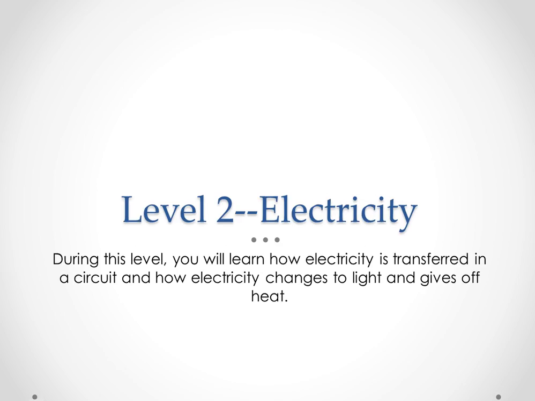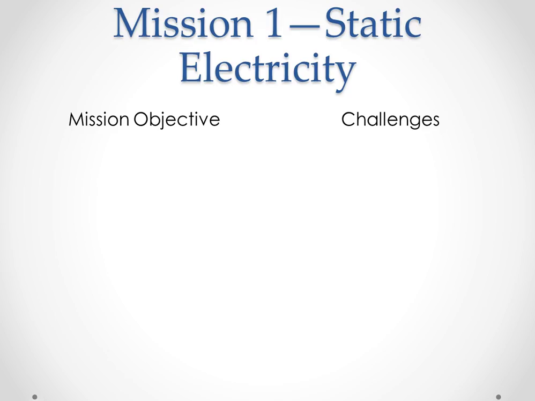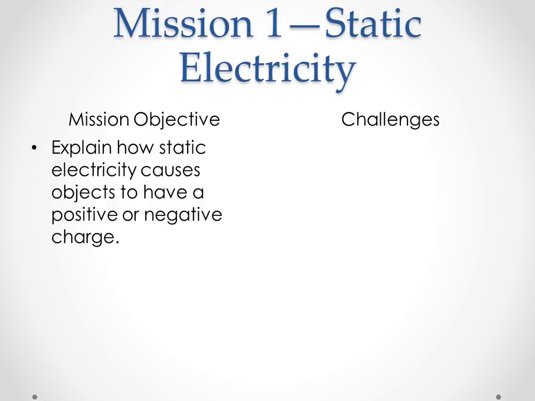Level 2 will be on electricity. During this level, you will learn how electricity is transferred in a circuit and how electricity changes to light and gives off heat. Mission 1 will be on static electricity. Our mission objective is to explain how static electricity causes objects to have a positive or negative charge.